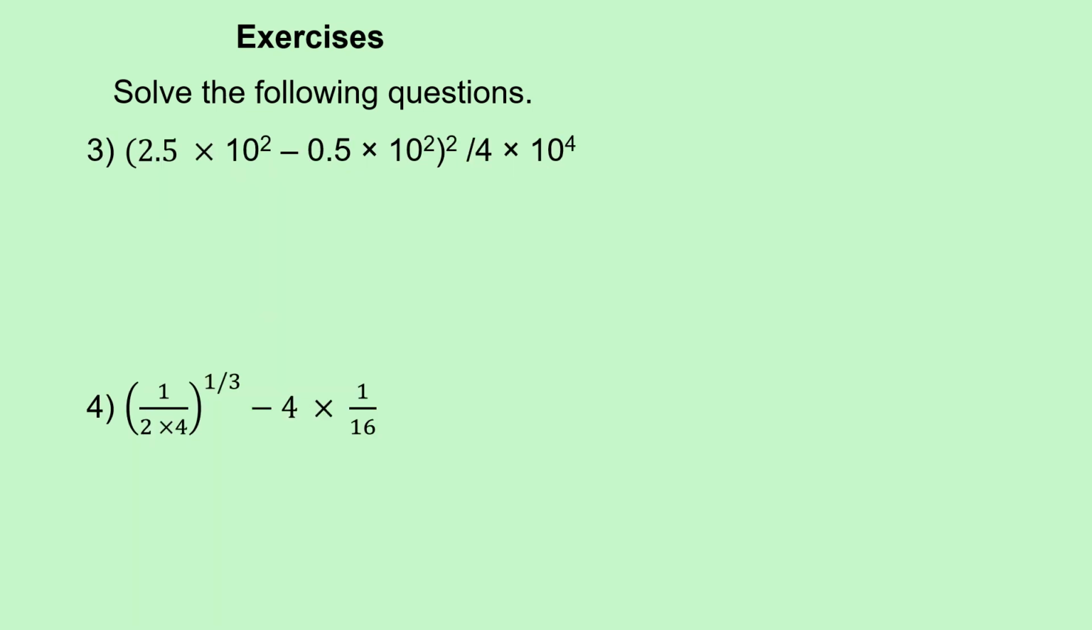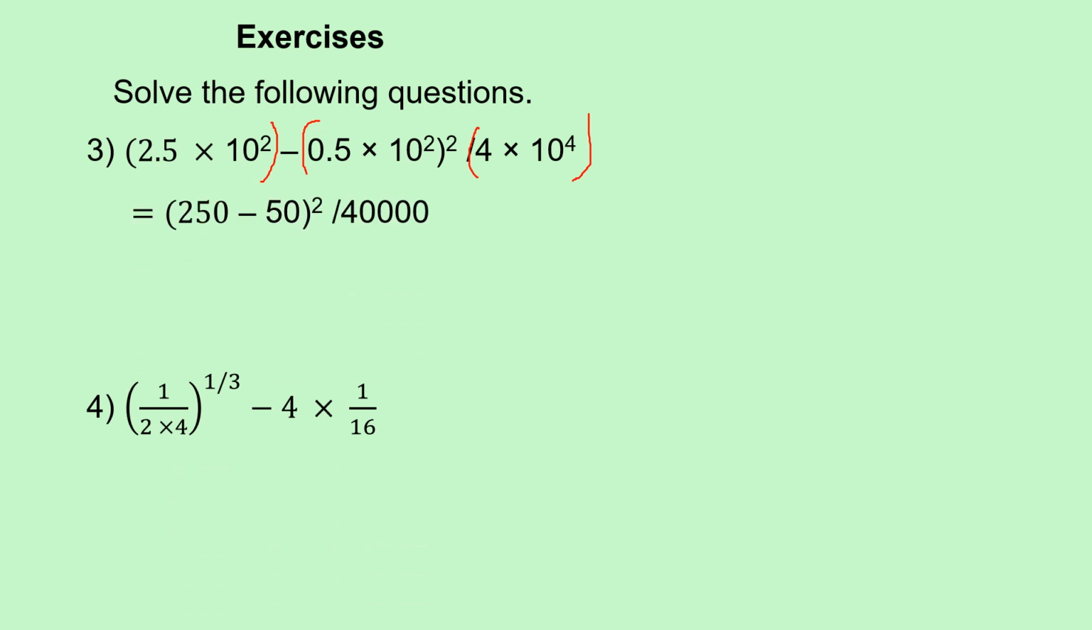Okay, same thing happened for this question. You have 2.5 times 10 to power of 2. So make sure you make a bracket like this. And then you have another multiplication, 0.5 times 10 to power of 2. Then power of 2. Divide by 4 times 10 to power of 4. So if we make the bracket, it's easier to solve the problem. So it becomes like this.